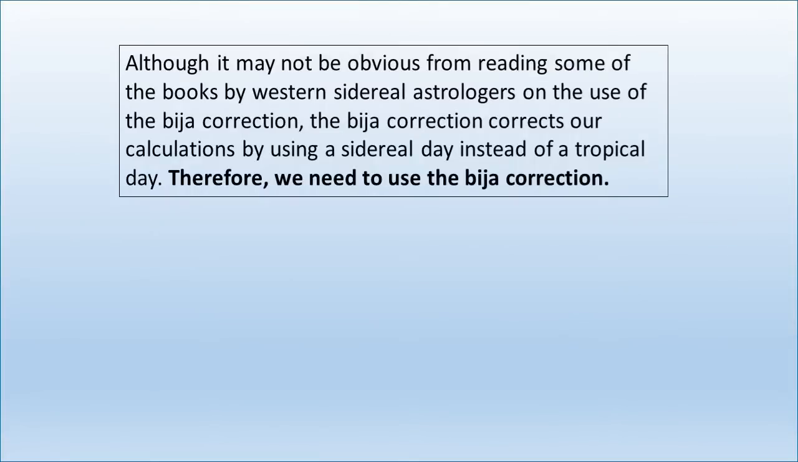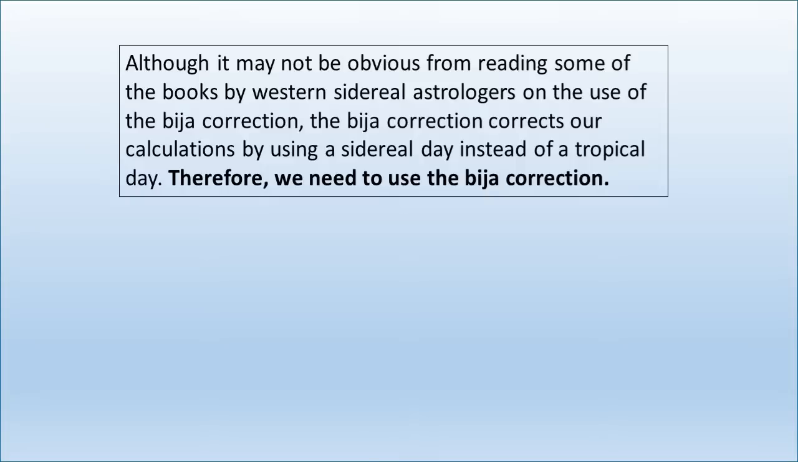Now, how do we change the solar day to a sidereal day? It's very easy. It's called the Bija Correction. The Western sidereal astrologers back around the 70s or so suggested that we use a sidereal day instead of a tropical day. So this is not a new idea.